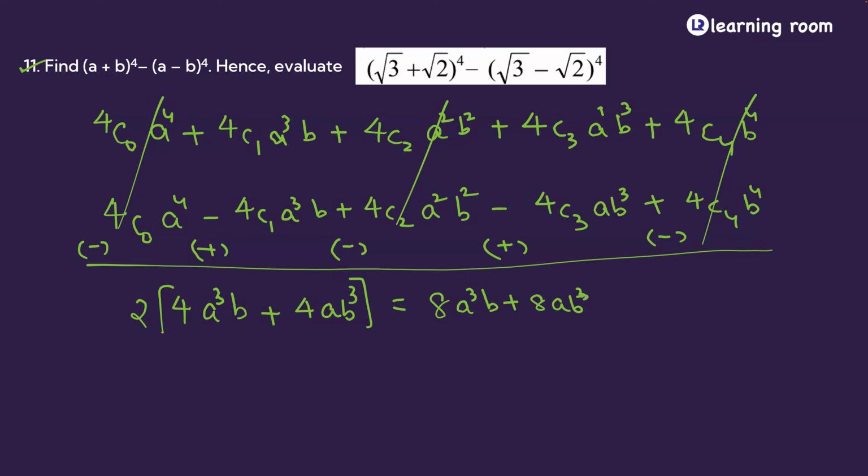So in this problem, what is the value of a? a is √3. What is the value of b? √2. Take and substitute it there. And you're done. So it is going to be 8 into (√3)^3, which is 3√3, into b which is √2, plus a b^3. a is √3 into b cubed is 2√2. So how much are you going to get?